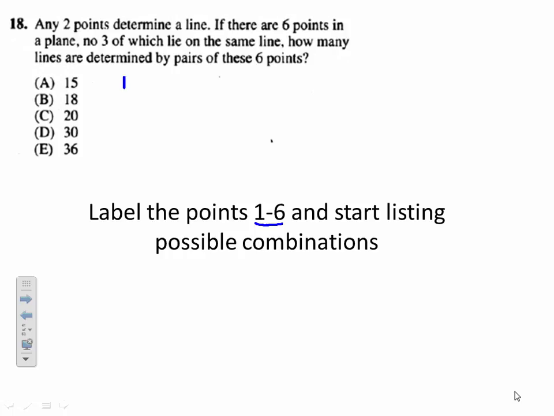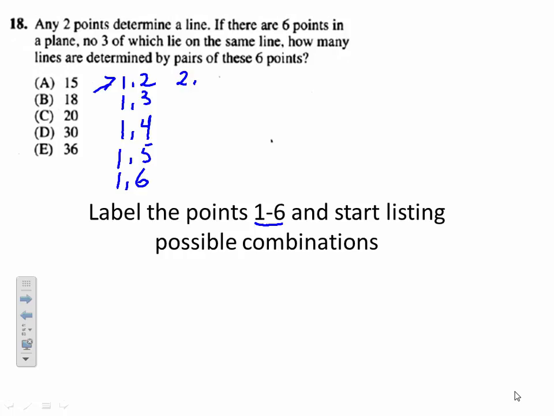Okay, so the first set of points we have are point 1 and point 2, point 1 and point 3, point 1 and point 4, point 1 and point 5, and lastly point 1 and point 6. Okay. Then for the lines that can be determined by point 2, we aren't going to have 2 and 1 because that's already taken care of here. It's the same line if you list the points as 1, 2, or 2, 1.